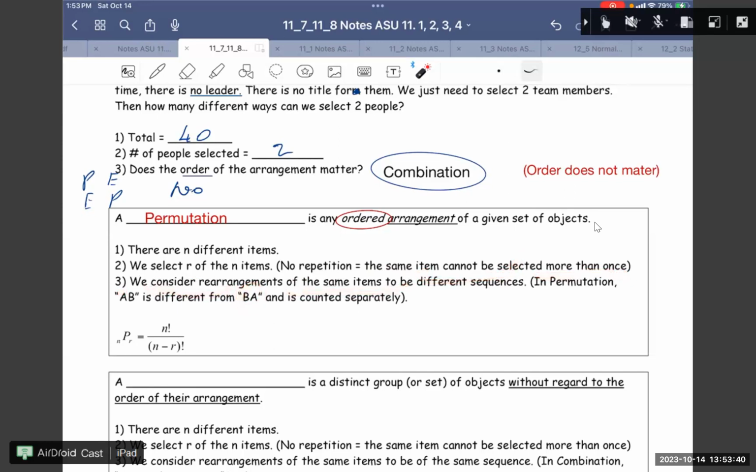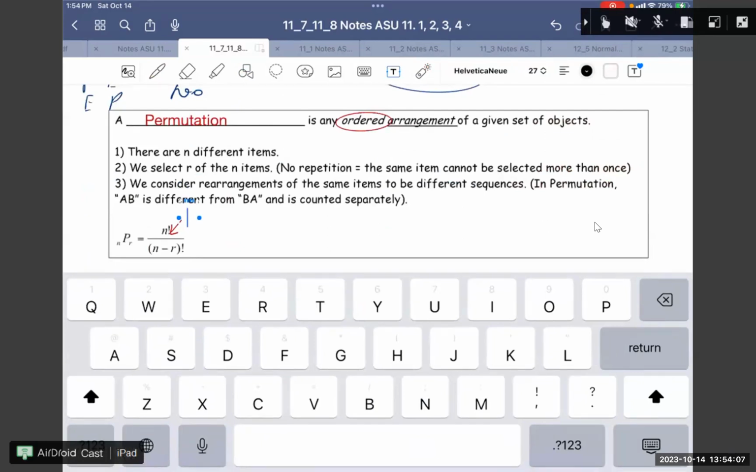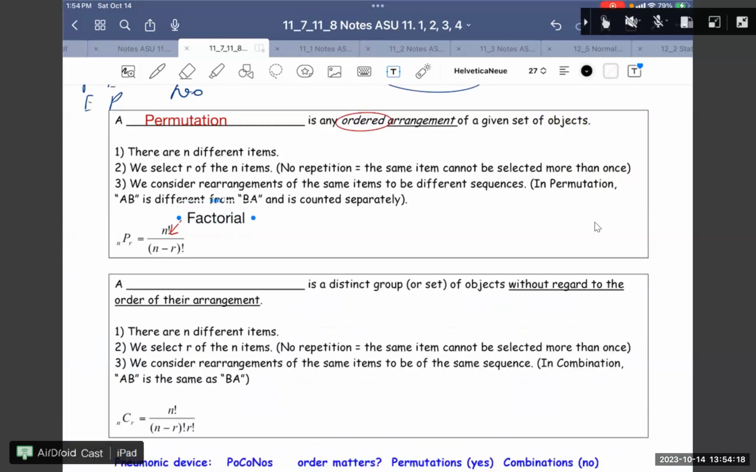So this one, you see the exclamation mark right there. This is what we call factorial. Let me type it in. So that one is factorial.